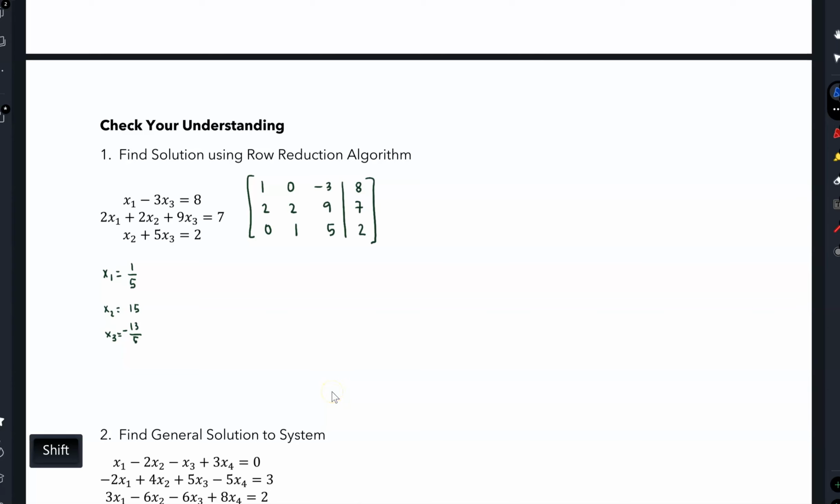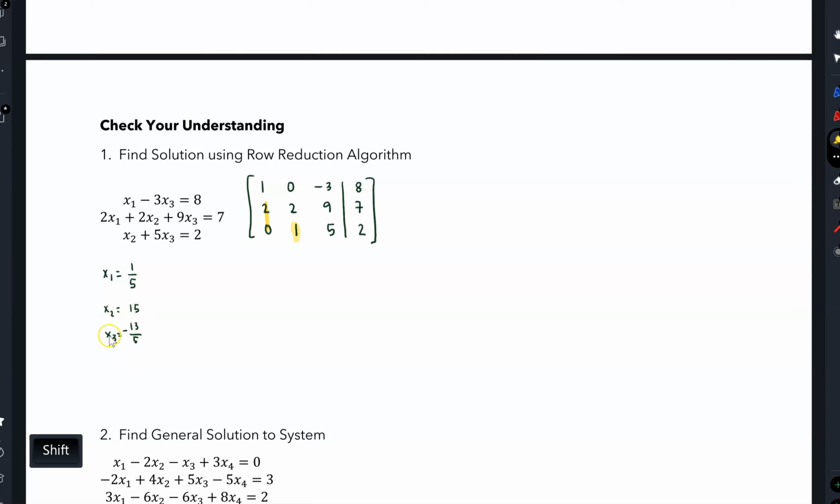Okay, so when you set this one up using the row reduction algorithm, I want to get zeros under here, right? So I want to simplify and get zeros there, a zero there, if I can. And I do get solutions: 1/5 for your x1.